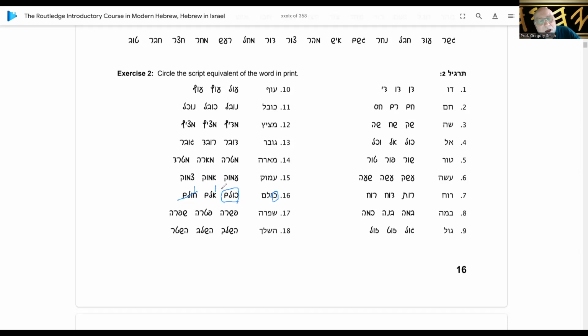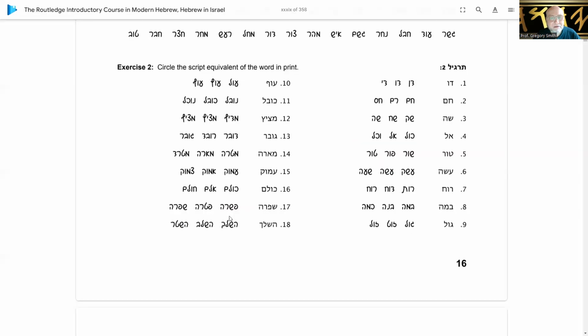Kolem, kolam rather. And notice there that doesn't look too much like a mem sofit. The lamed is what's really strange. I mean, look at that cursive lamed compared to a block script lamed. The vav is very easy to figure out. The kaf is very easy. It looks so similar, but some of them you kind of wonder, well, where did they get this idea? So of course we're going to see for 16, it's going to be number 1. There it is right there.